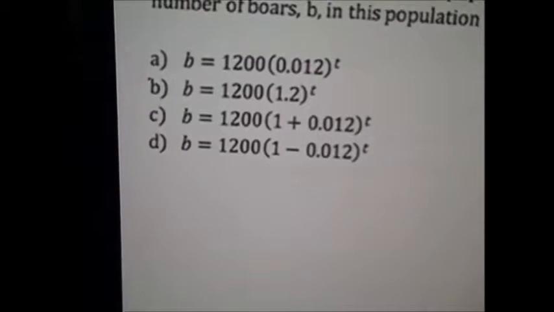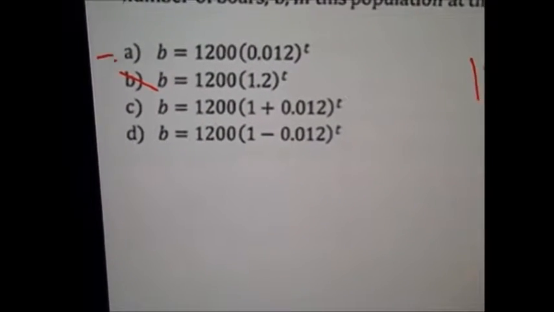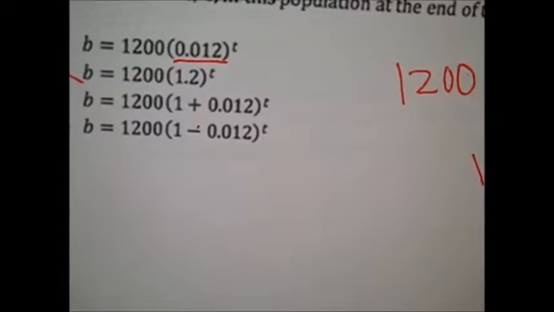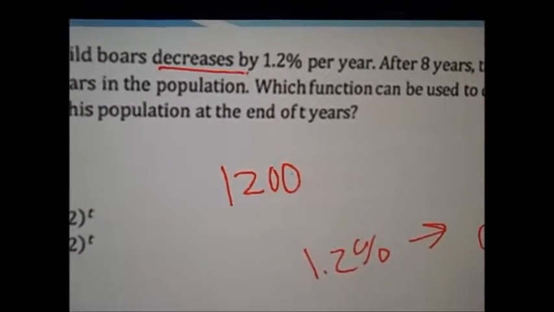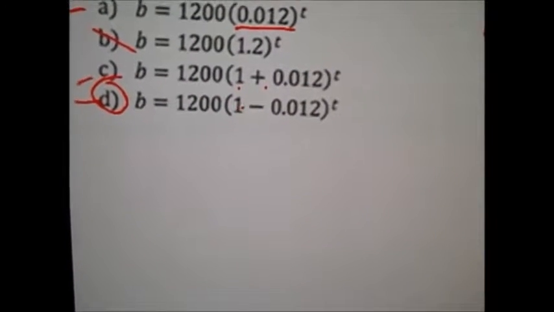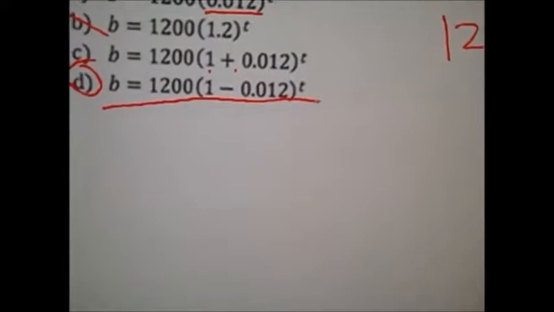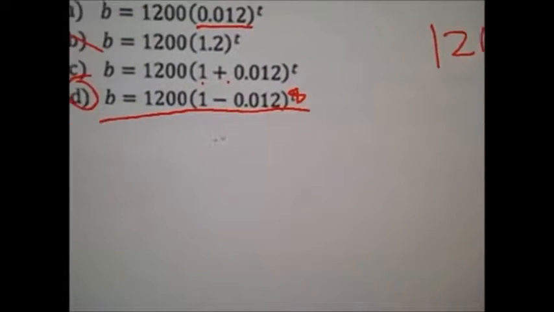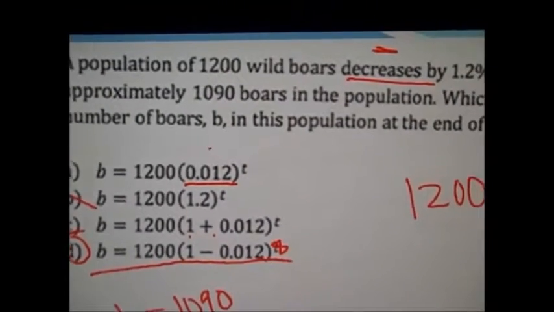Okay, so B is out because it's not correct. It should be 0.012. Choose between A, C, and D. And the way they're different, this one is just 0.012, this one is 1 plus, this one is 1 minus. Since it says decrease, look for minus. That will be answer choice D, 1 minus 0.012. And just to be sure, when you substitute 8 for T right here, you should get B equals somewhere around 1090. Just like it says here.